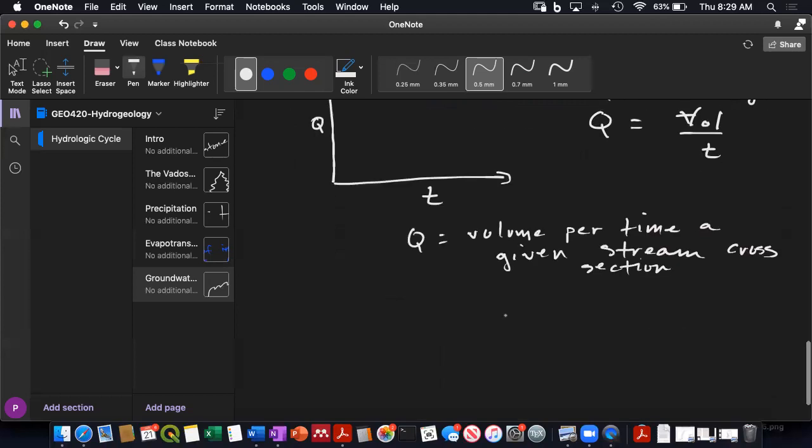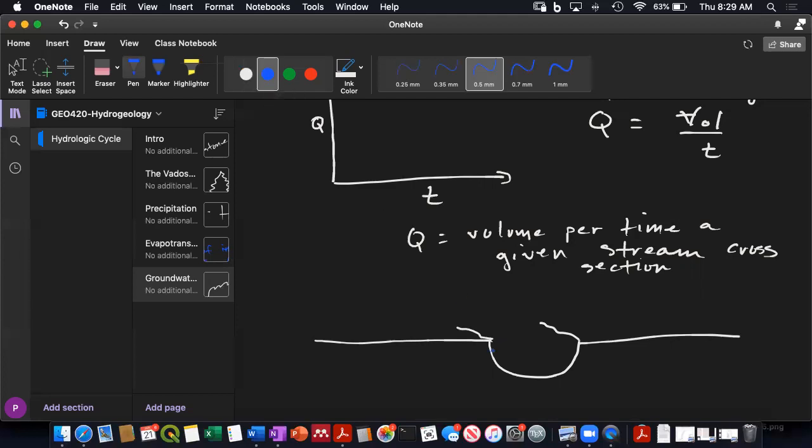And if I wanted to sort of zoom in a bit on a stream cross section here, here's my stream. All right, and it sort of winds back into the screen here. So what I'm looking at is the volume per time flowing out of the stream across a plane like the board here or the screen. So this is Q. All right. So how do we measure Q?